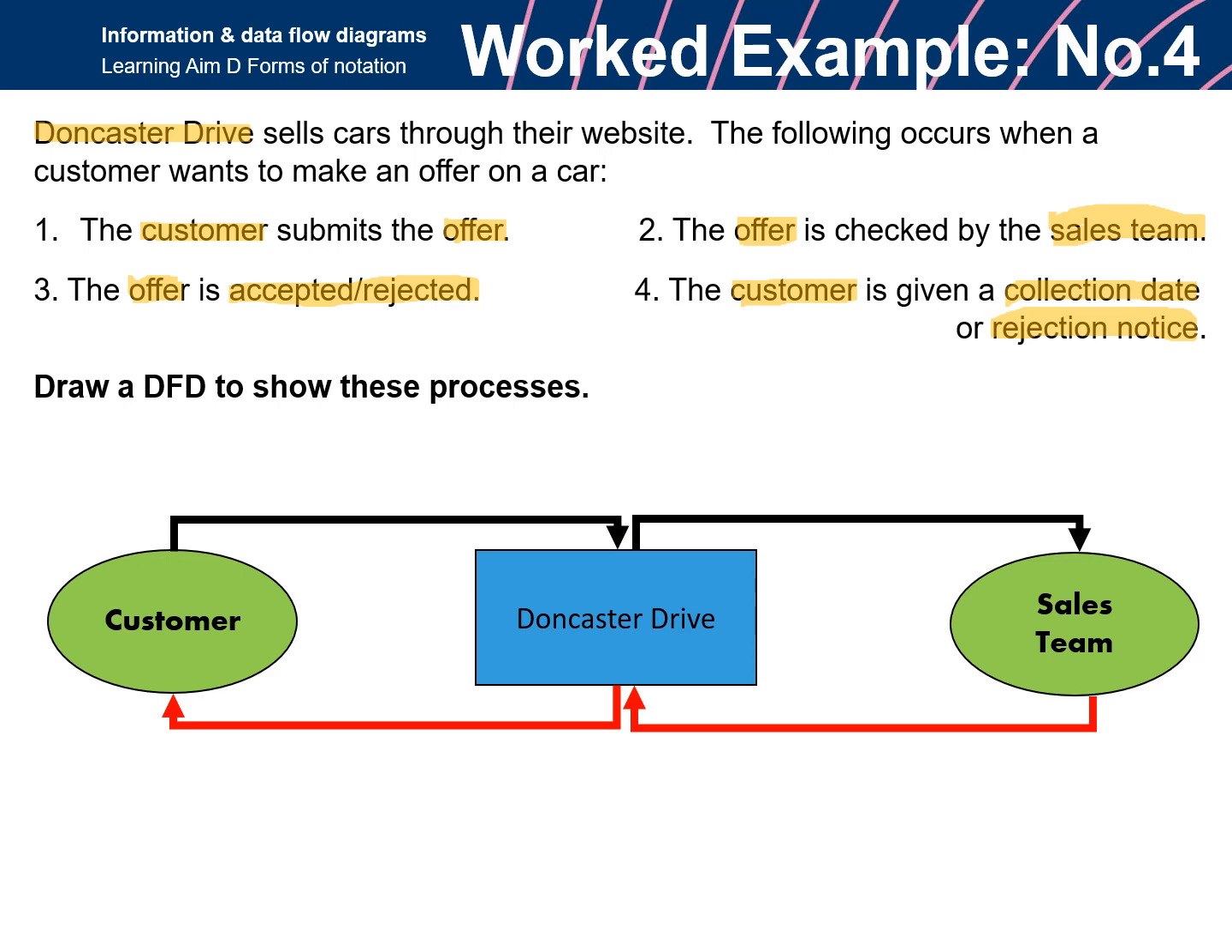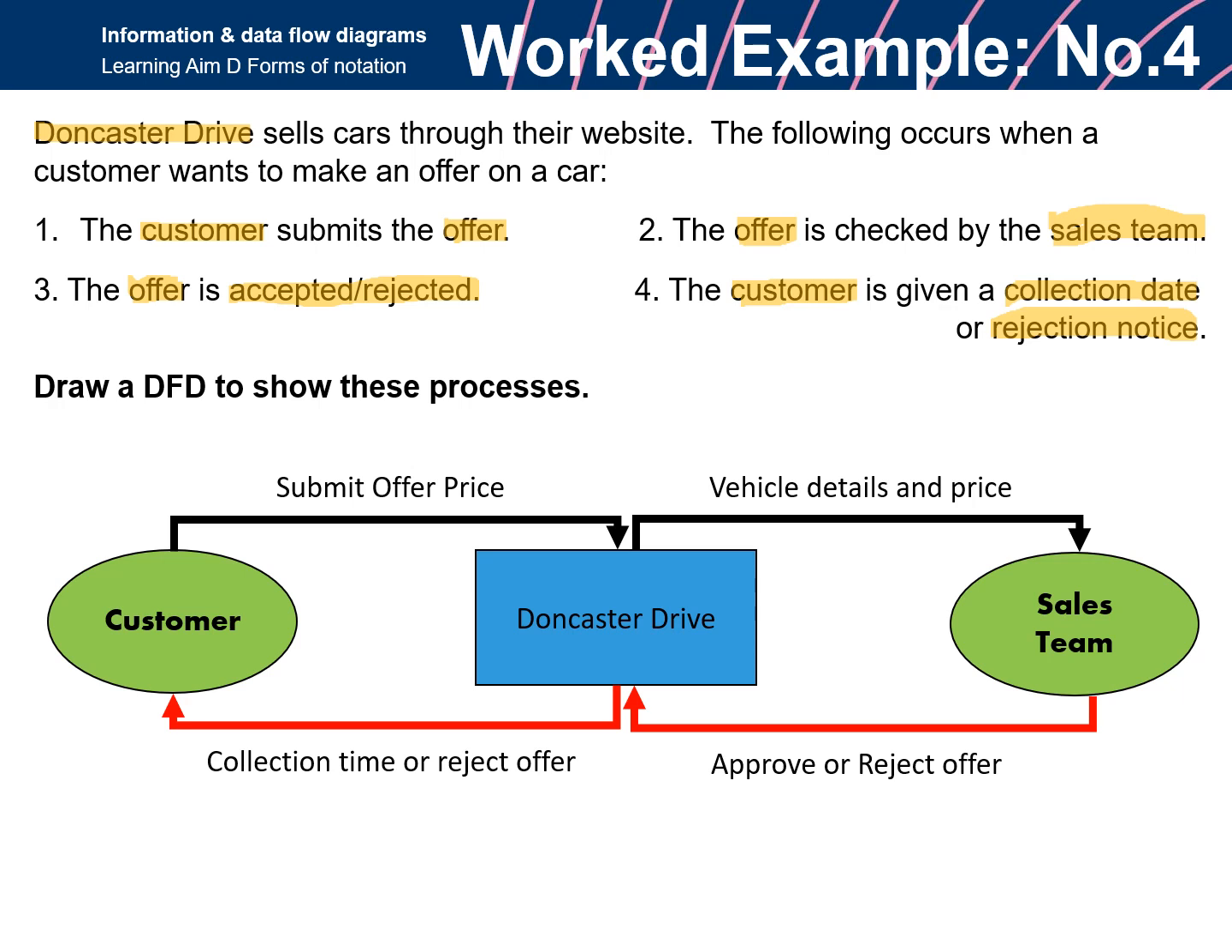So, hopefully, for the first stage, you had the customer submitting the offer to Doncaster Drive. In part 2, we had the offer then being sent to the sales team, so we get told what car, what price has been offered by the customer, so the sales team can analyse that and make a decision. In part 3, the offer was either approved or rejected, so Doncaster Drive know now to tell the customer whether they can collect it at a certain time or day, or that their offer has been rejected. We're now going to look at this level 0 data flow diagram to expand it into further detail to become level 1.